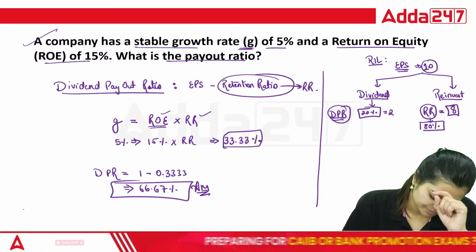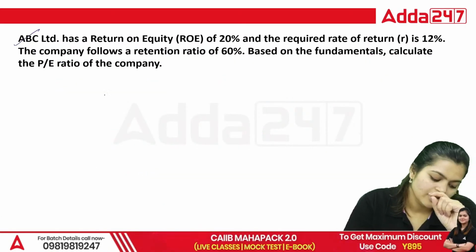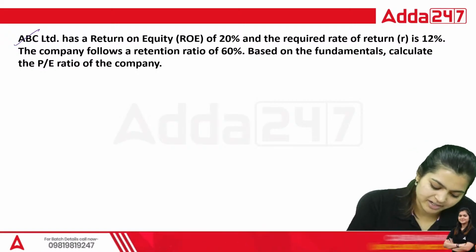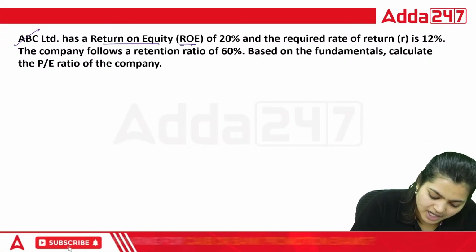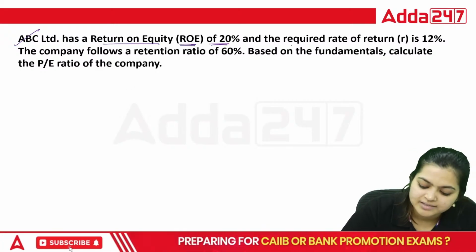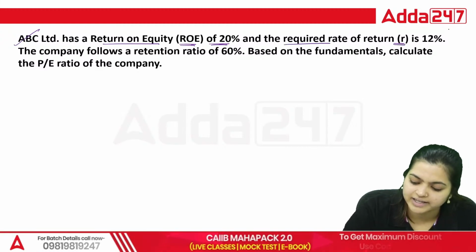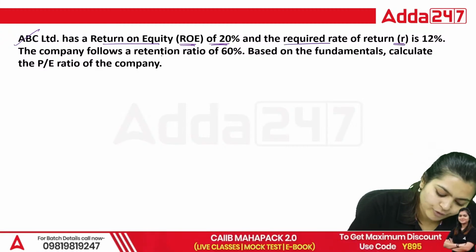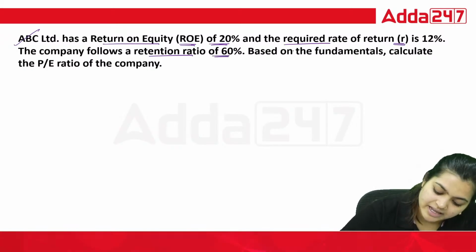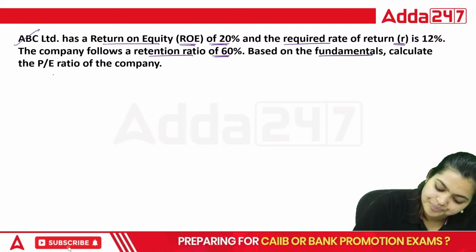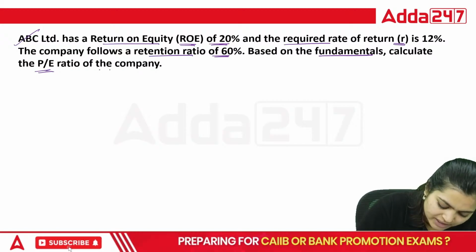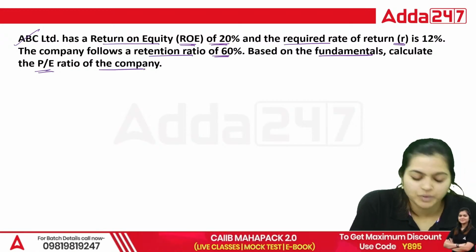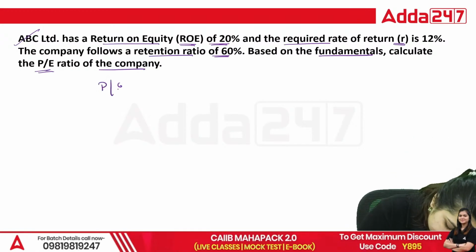Now, coming to your next question, that is: ABC Limited has a return on equity, that is ROE, of 20%. The required rate of return, that is R, is 12%. The company follows a retention ratio of 60%. Calculate the PE ratio of the company using fundamentals. Now here we need to calculate the PE ratio.